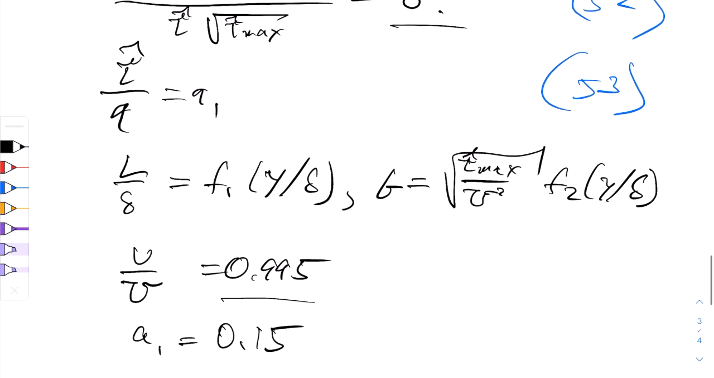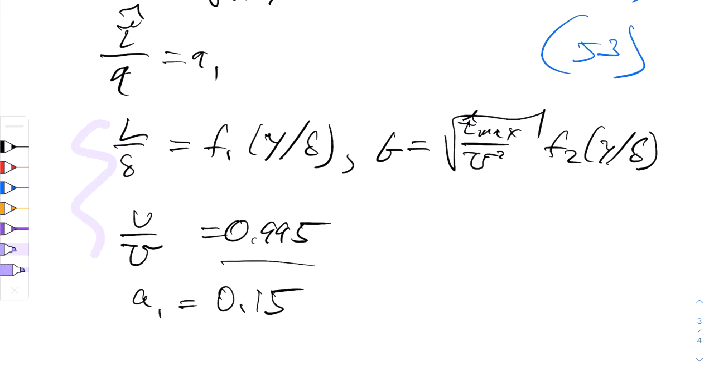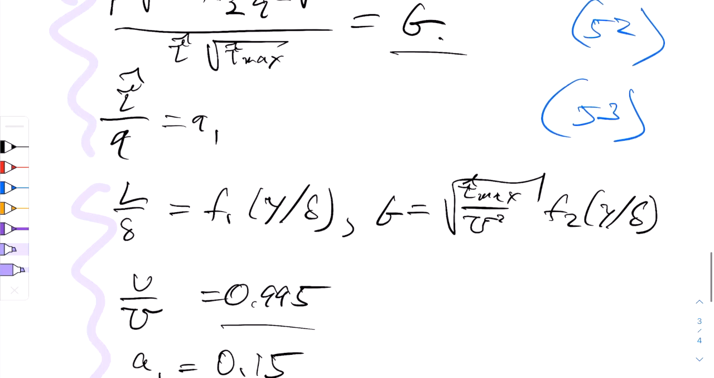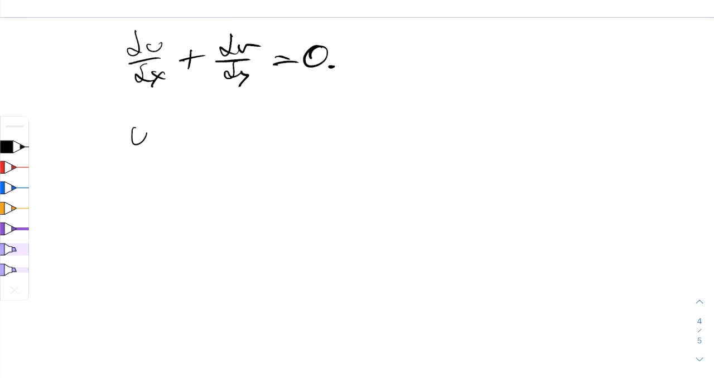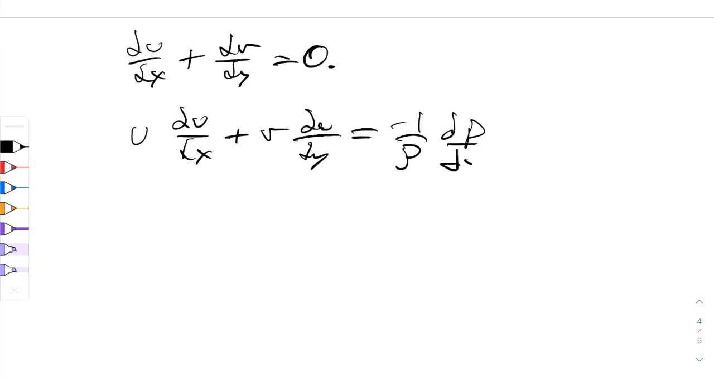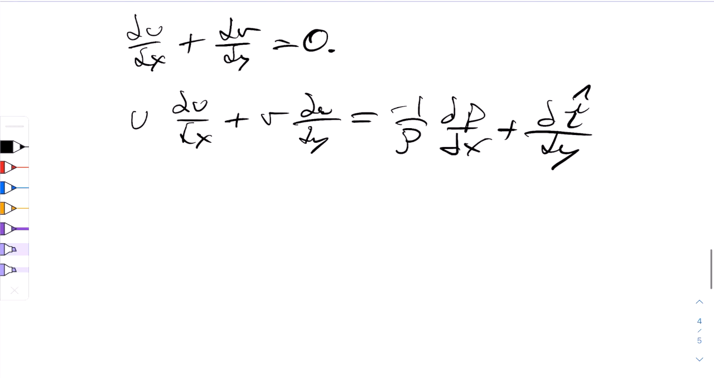Now, if we take all these model equations, 52, 51, and put them into our previously developed equations, you can show that we find the particular one equation model. Once again, we'll have continuity, partial u partial x plus partial v partial y equals 0. This is the D'Alembert condition. We'll have a momentum equation once again, u partial u partial x plus v partial u partial y equals minus 1 over rho partial p partial x plus partial tau hat partial y. So there's our momentum equation.